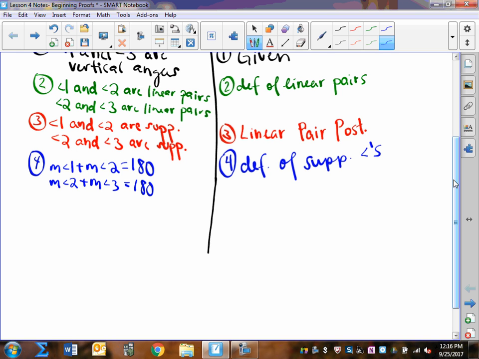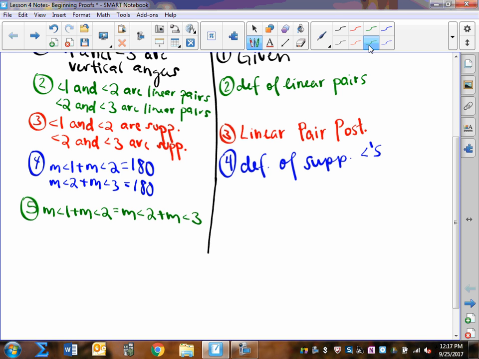Lucy? Measure of angle 1 plus measure of angle 2 equals measure of angle 2 plus measure of angle 3. Do you guys think we can do that? Yeah. Let's go ahead and do that. So measure of angle 1 plus measure of angle 2 equals measure of angle 2 plus measure of angle 3. Why was I allowed to do that? Good, they're both equal to 180. So what property allows me to then make that statement?